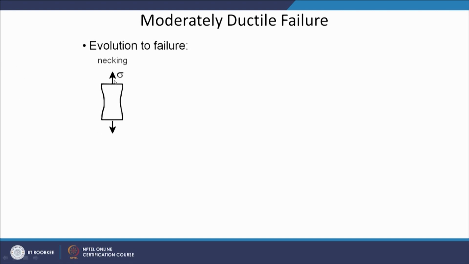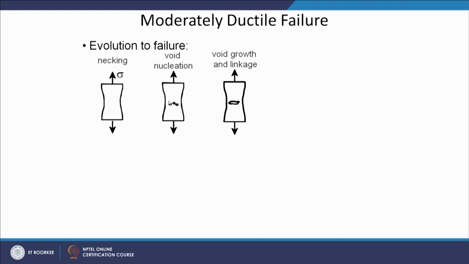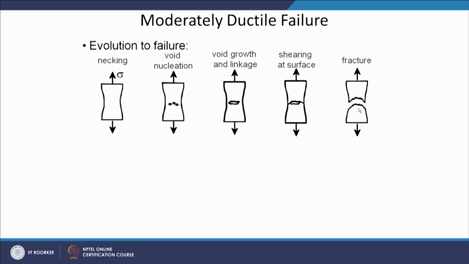So, under the influence of external loading, there will be deformation, there will be necking. When the necking starts, we find that some voids are nucleated at the second phase particles, and subsequently their coalescence leads to growth. So, the void growth and linking lead to reduction in cross sectional area, and then subsequently shearing and fracture take place. When we see such kind of fractures, this kind of fracture typically shows a flat fracture at the center and a shear fracture near the surfaces.